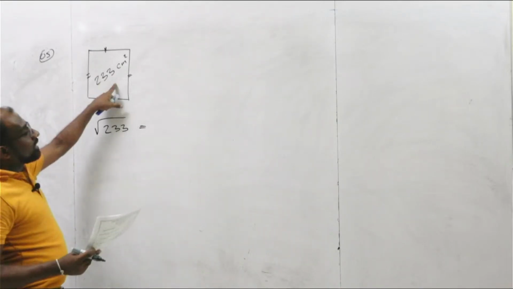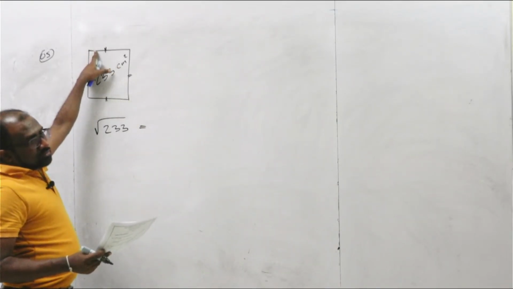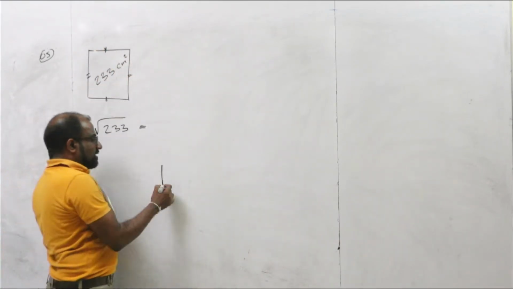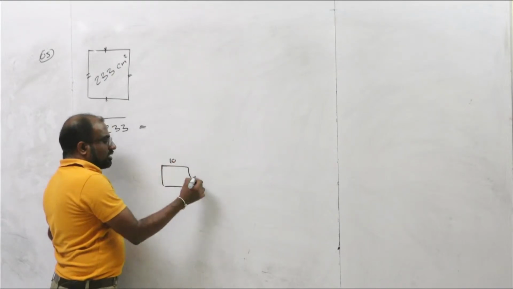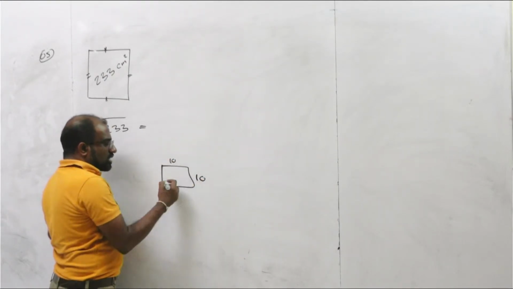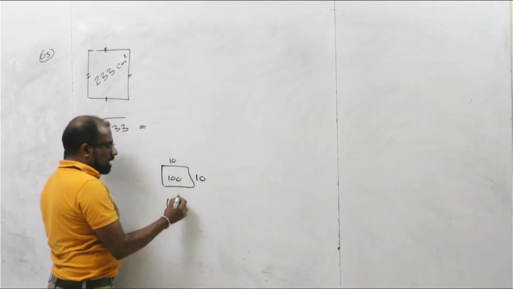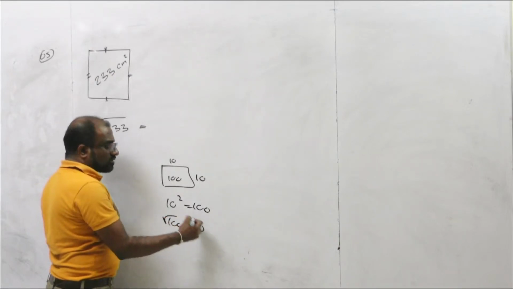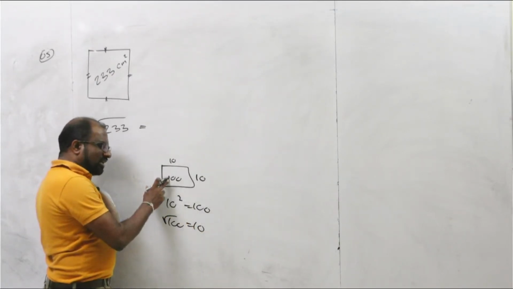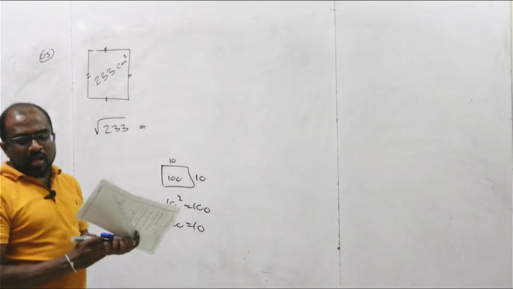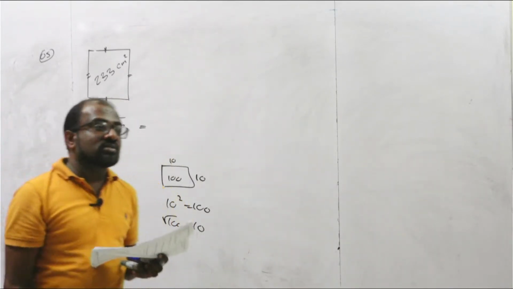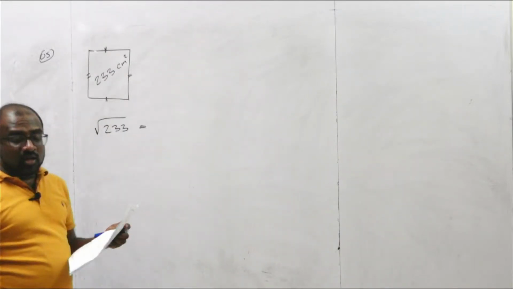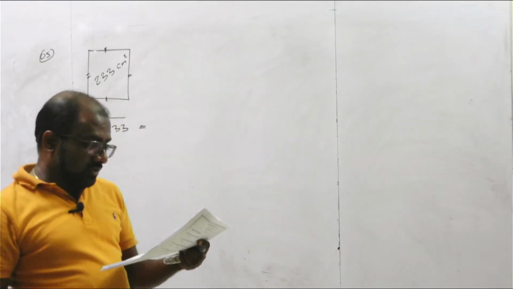In a square, the length and breadth are equal. For example, take length 10, breadth also 10. 10 times 10 is 100, so 10 squared is 100, and the square root of 100 equals 10. If you take the square root of the area, you get the length of the side. So here we need the square root of 233 to the nearest first decimal, right?